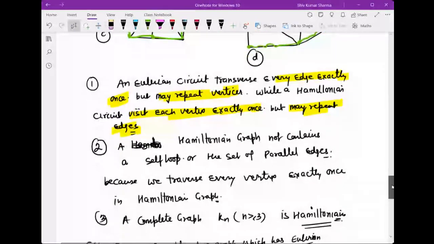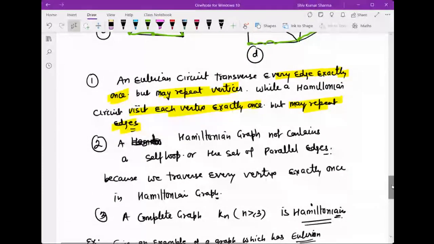So these are the conditions. An Euler circuit traverses every edge exactly once, but vertices may be repeated. But in the case of Hamiltonian, we visit every vertex exactly once. So you remember the first point.